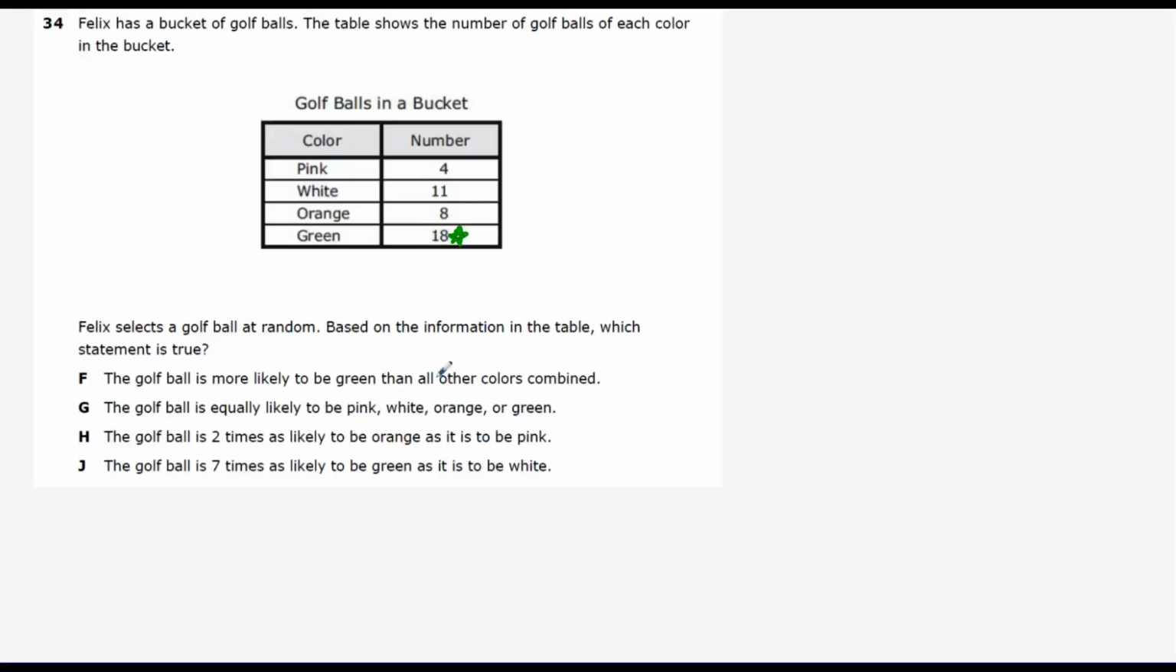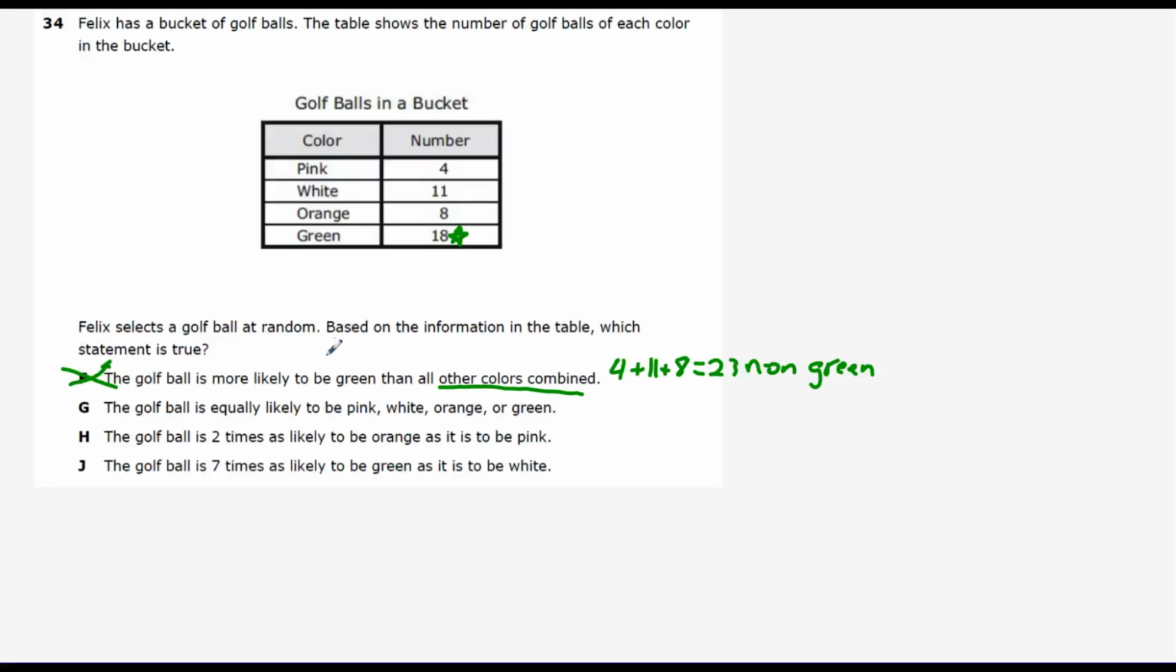It has the most. But when we say all other colors combined, for that to be true, all of these, when we add them up, would have to be less than 18, right? Because we would need to have more greens than all of these put together. So if we say what is 4 plus 11 plus 8? So this is 15 plus 3. This is 23 non-green golf balls. Right, combination pink, white, orange. And since 23 is more than 18, it's more likely to get one not green than green.